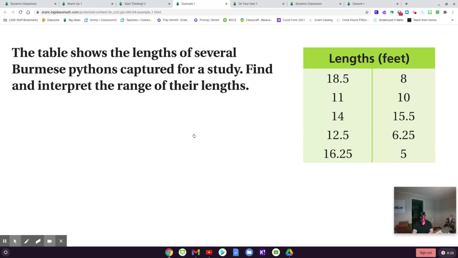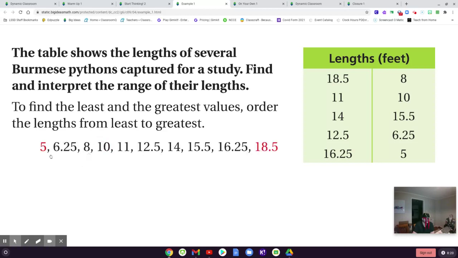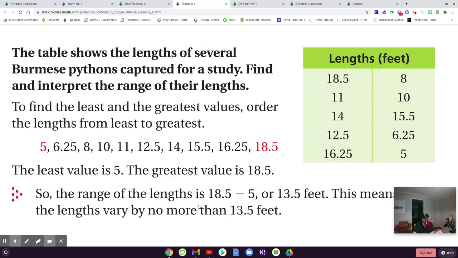If you said 13.5, you completely understand range. Well done. If you didn't, we'll go through it. Here's how you do it. So you find the least value and the greatest value. It helps to put them in order from the smallest to the biggest. So 5 is the smallest python, 5 feet. That's a giant python, but it gets all the way up to 18 and a half feet. 18.5 feet is the biggest python. So to find the range, you subtract 18.5 minus 5, 13 and a half.